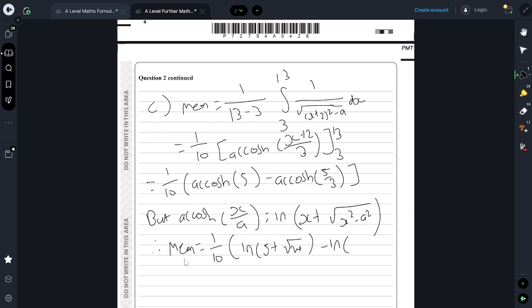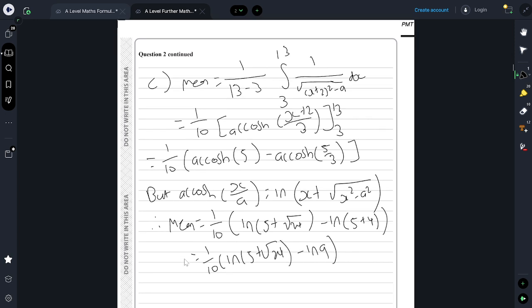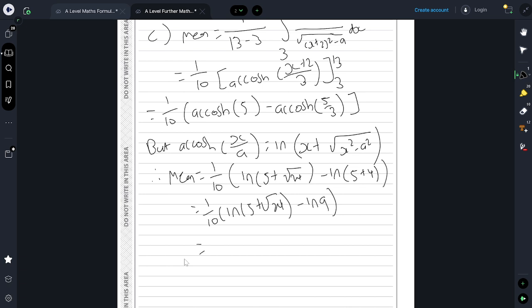minus ln of 5 over 3. So that's minus arc cosh 5 over 3, that's minus ln of 5 plus the root of 25 minus 9, which should be root 16, which should be 4. Okay, so it's 1 over 10 of ln 5 plus root 24 minus ln 9, which would be 1 over 10 ln 5 plus root 24 minus a tenth ln 9.